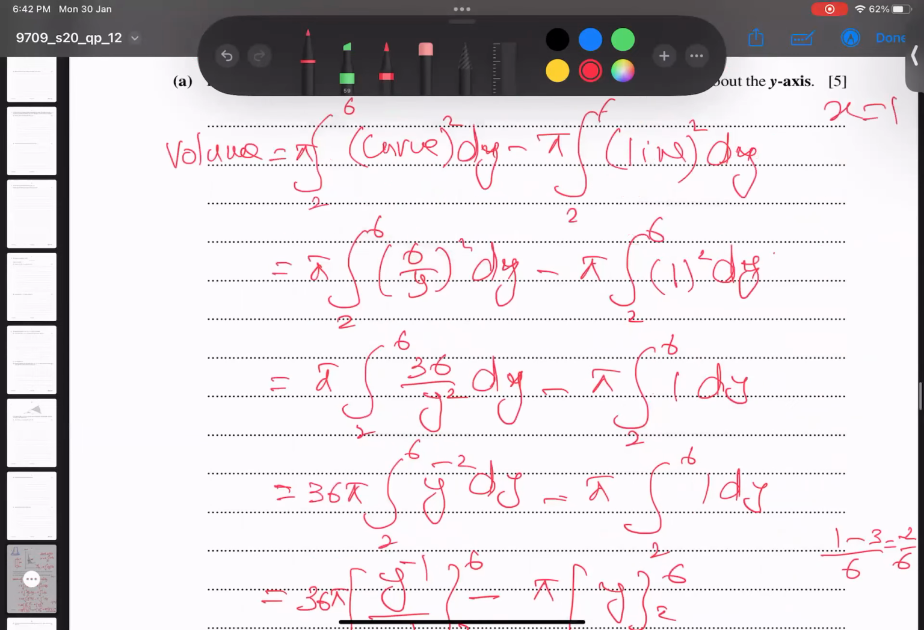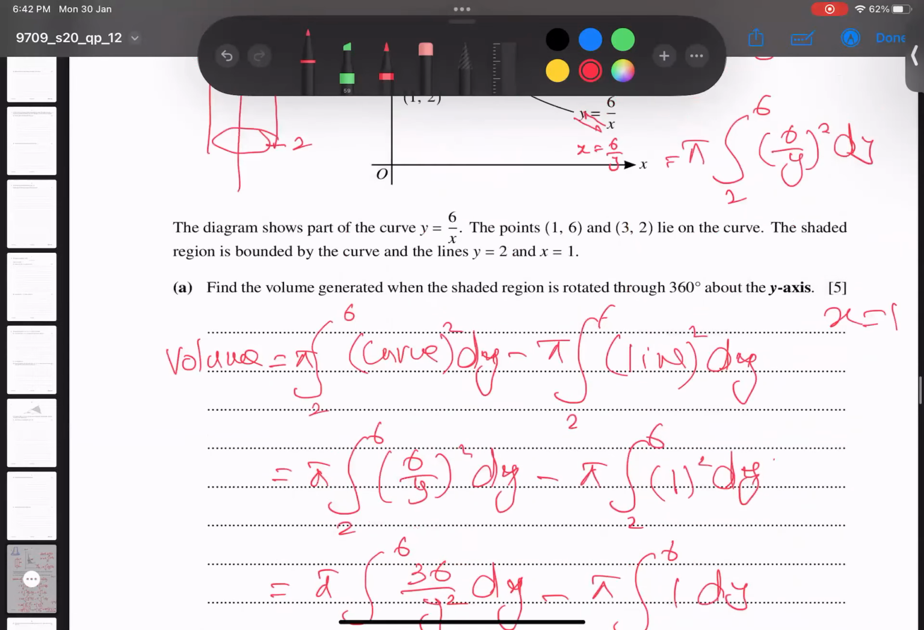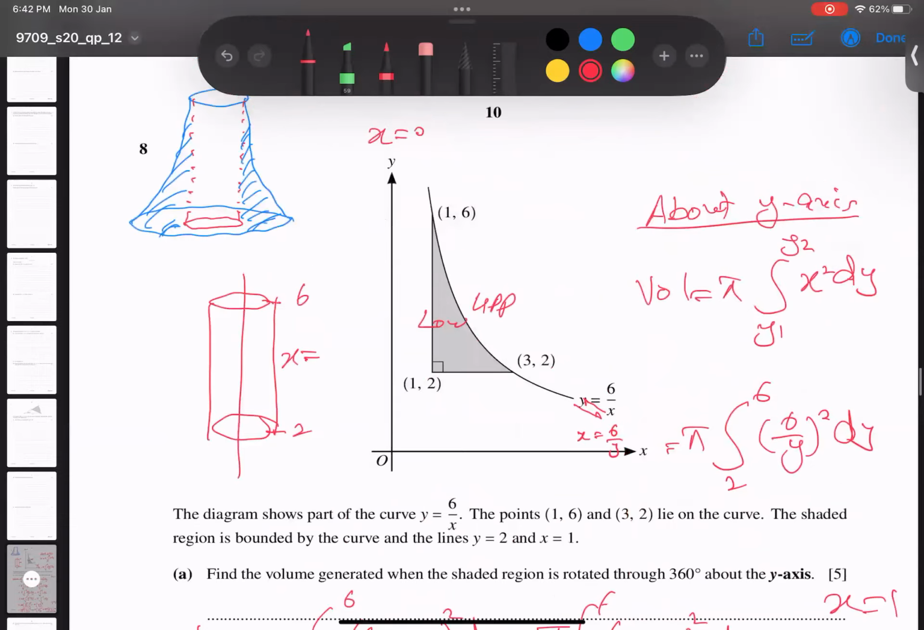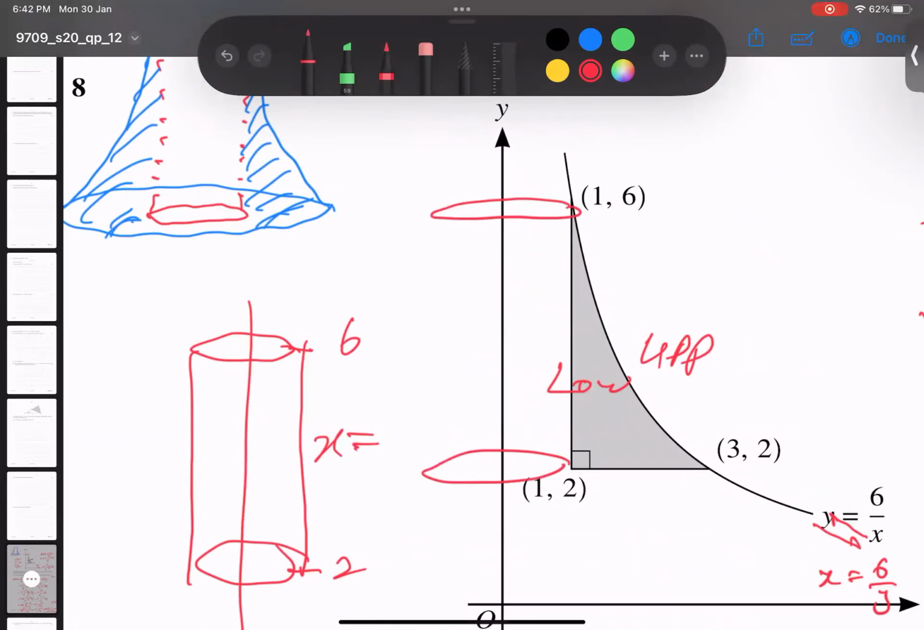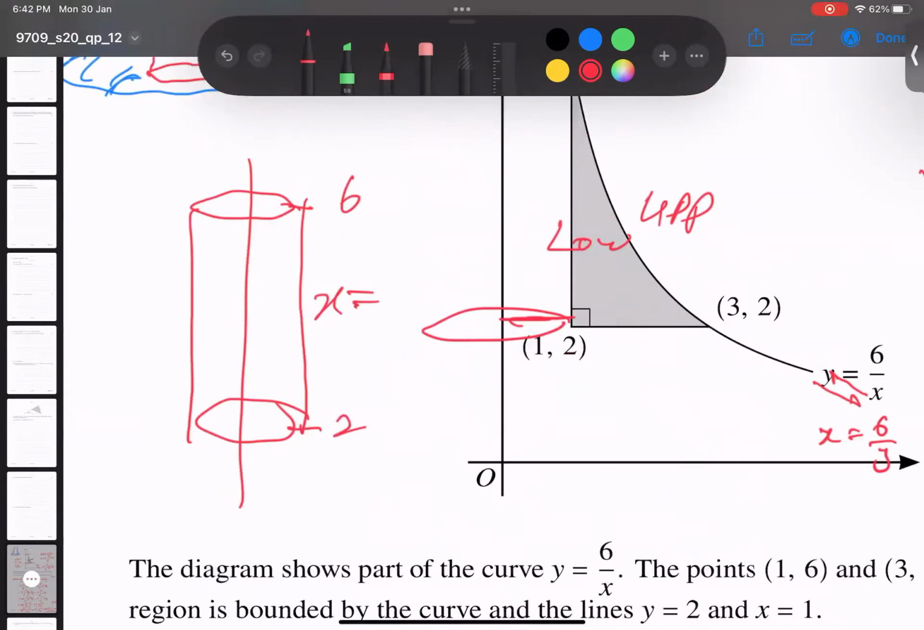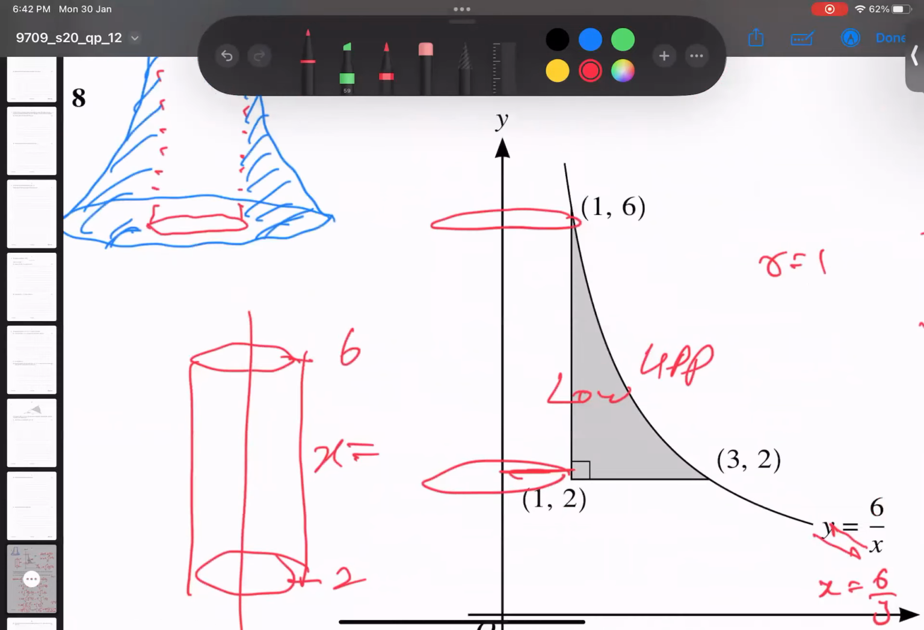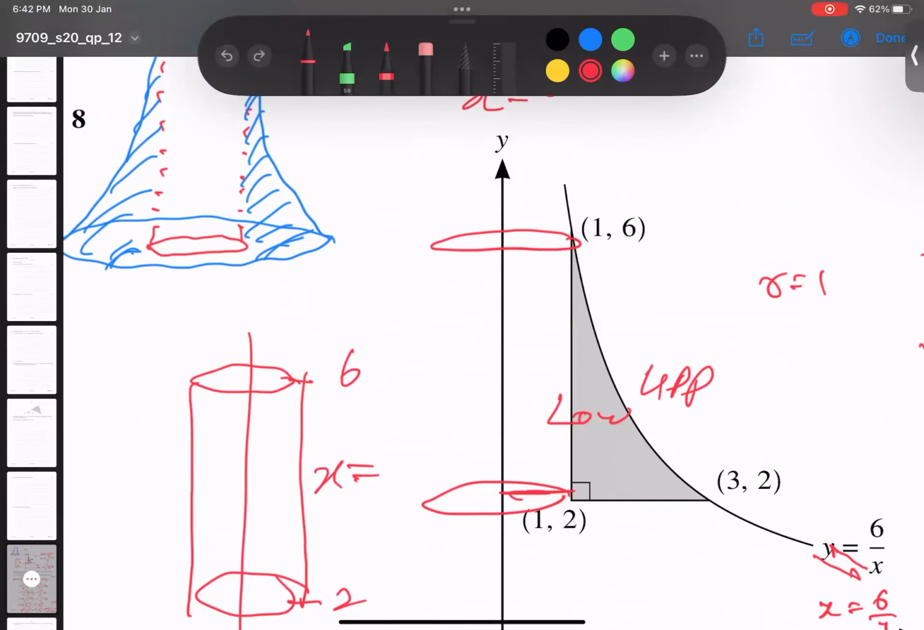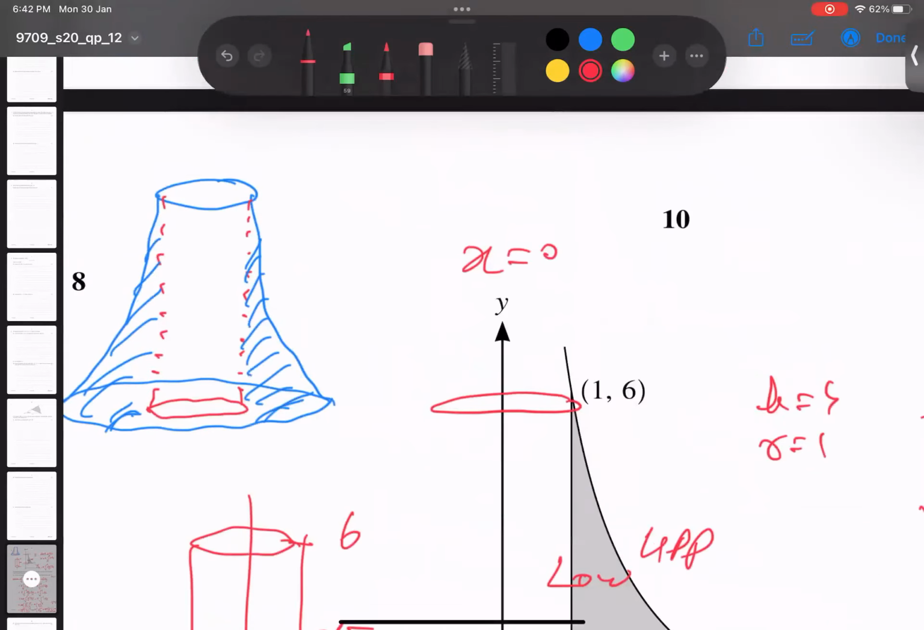But now I'm going to show you, look at it. If I have a cylinder here, okay, what is the radius of the cylinder? Common sense, because this gap is 1, the radius is 1. What is the height of the cylinder? Out of 6, 2 is gone, so 4. Height is 4. And what is the cylinder volume? Pi r squared times h. Pi times 1 squared times h, which is 4. And I got 4 pi.